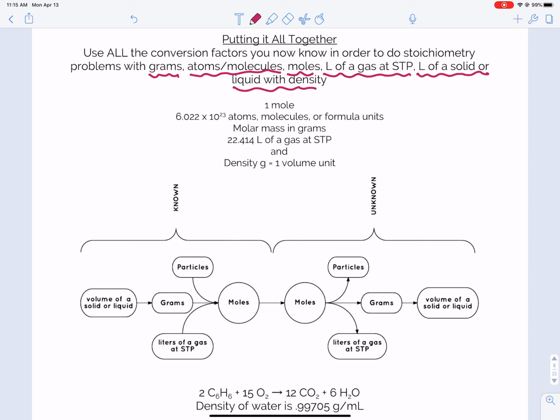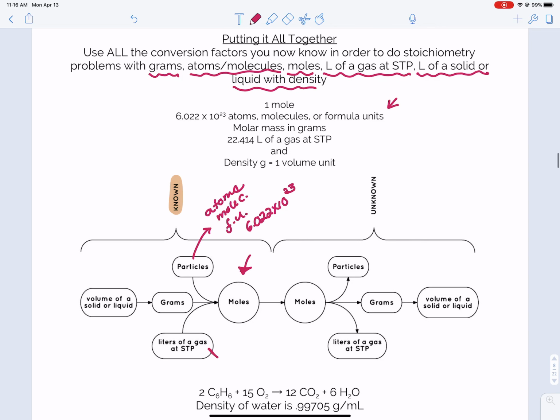So the first thing that we really need to understand is no matter what is given to us in the problem, the first thing that we're going to try and do is convert it to moles. So if it is given to us in terms of particles, so if you are given a number of atoms, molecules, or formula units, what you're going to use for that is Avogadro's number, right? That's going to be 6.022 times 10 to the 23rd. That's the number of atoms, molecules, or formula units that's in 1 mole.